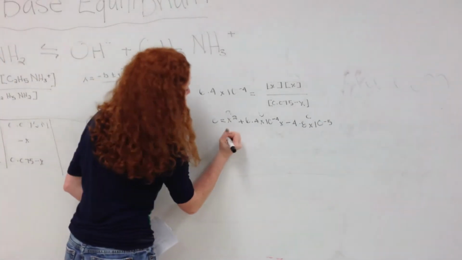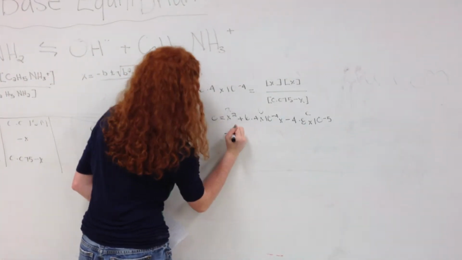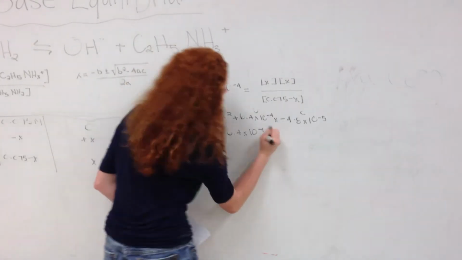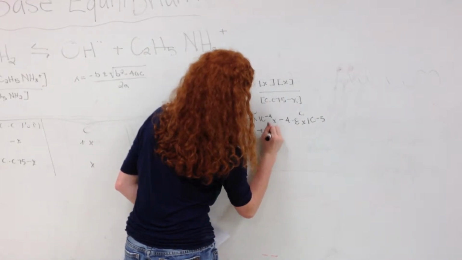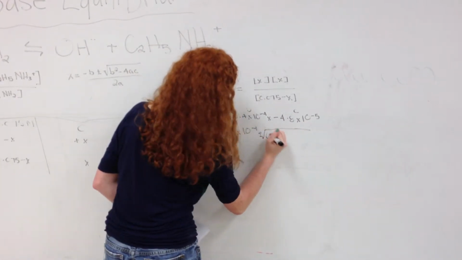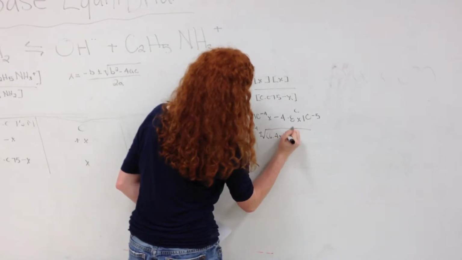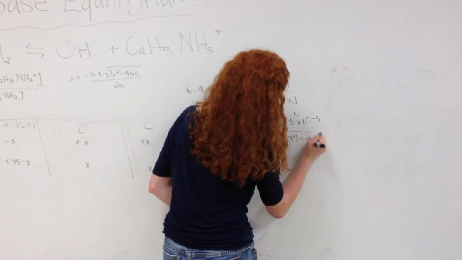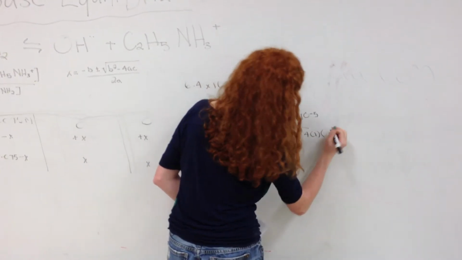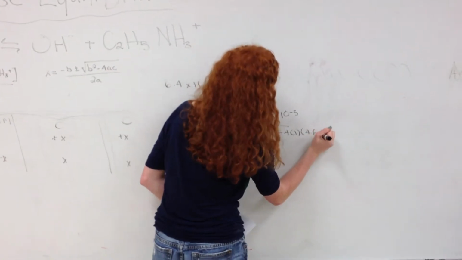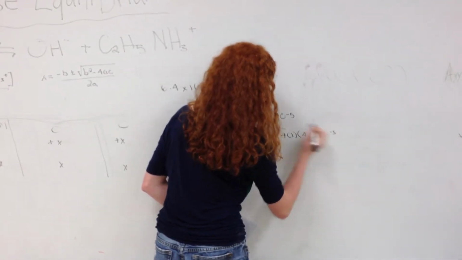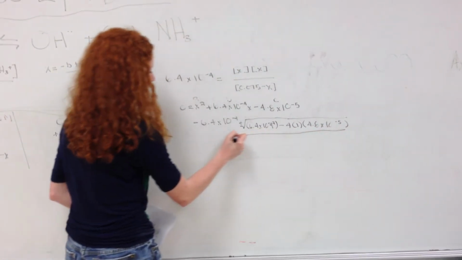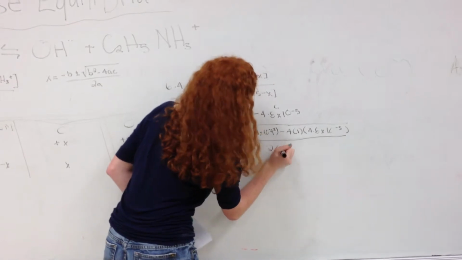So you're going to have the B value, which is 6.4 times 10 to the negative fourth, and you're going to negate that. And then you're going to go plus or minus the square root of the B value, 6.4 times 10 to the negative fourth squared, minus 4 times the A value, which is 1, times the C value, which is 4.8 times 10 to the negative fifth. And then that is all going to be divided by 2 times the A value, which is 1.